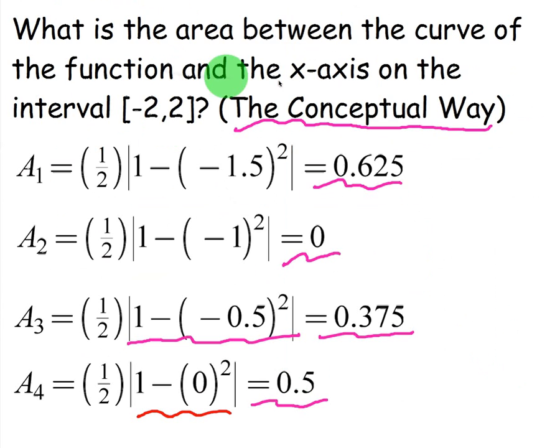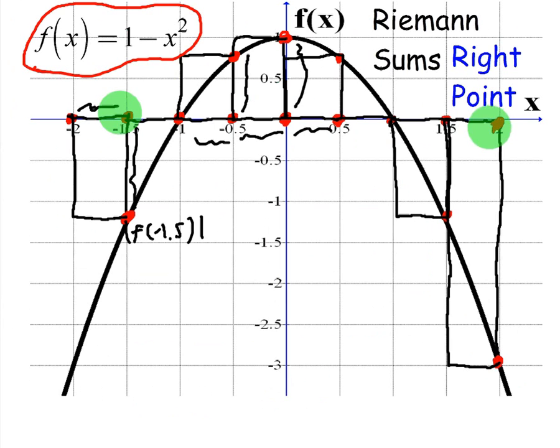Now we're going to do this the conceptual way again, and again we're talking about total area right now, not net area. If this were net area, we would determine all of these rectangles below the x-axis to have a negative area. But for right now, we're just going to say that they are positive.